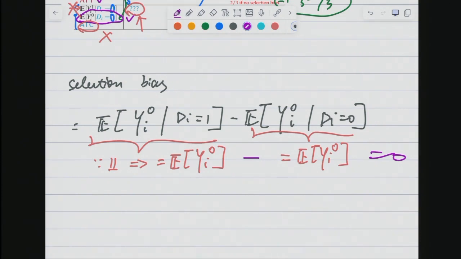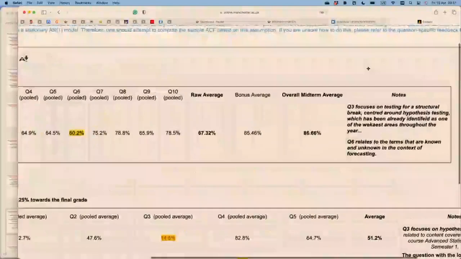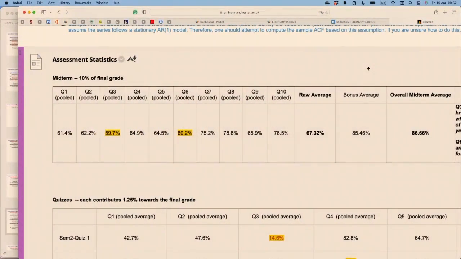The feedback for the midterm will be available at 5 today. On average, you did very well. I haven't released the grades yet, but the raw average was 67.32. The overall average, once we take into account the bonus, becomes 86.66, because we need to cap at 100. Make sure you go through the feedback. The 2 questions that had the lowest performance were actually ones that were supposed to be more simple. So question 6 and question 3, make sure you go through the feedback.